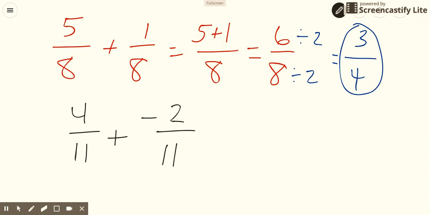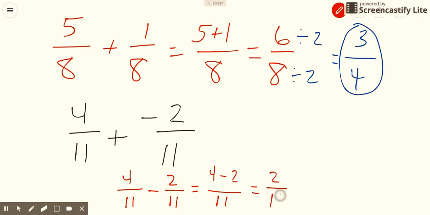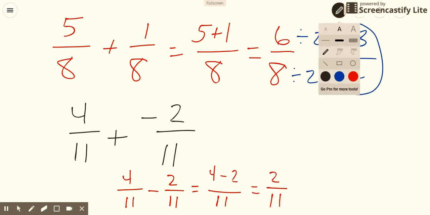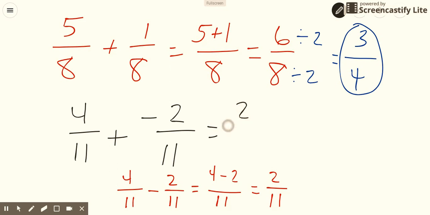These are different signs. So when I have a problem with different signs, I know that I should actually subtract. So in this case, the problem I need to solve is 4/11 minus 2/11. Subtracting fractions is just like adding them. My denominator, as long as it is common, stays the same, and all I need to do is subtract the numerators. 4 minus 2 is 2. So I get 2/11.